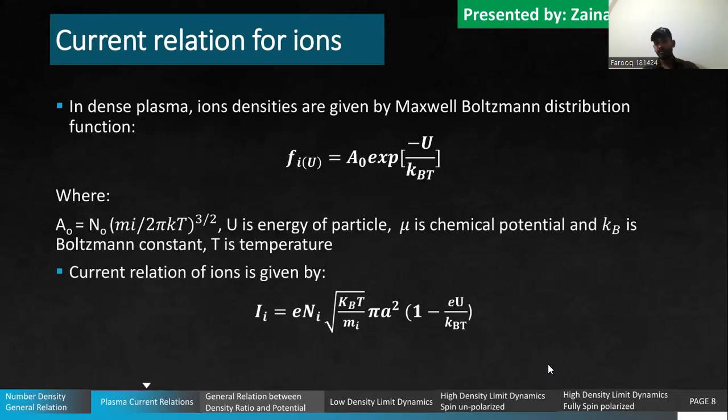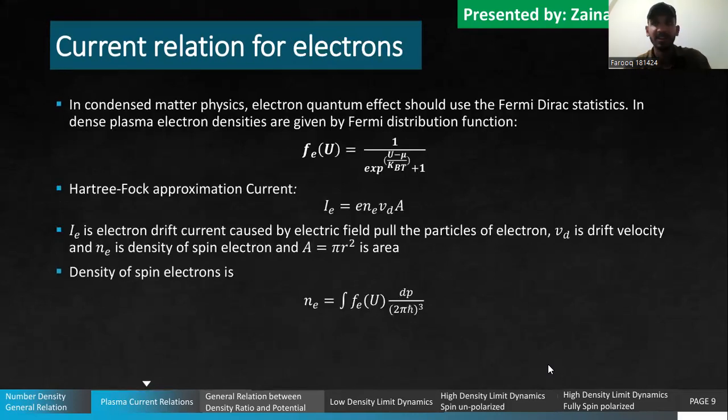But we are going to produce the current relation for electrons. We will solve the whole Fermi-Dirac statistics equation and solve the electronic current equation. Now, what happens when we are dealing with condensed matter plasma physics or condensed matter physics? Electron quantum effects should use the Fermi-Dirac statistics.